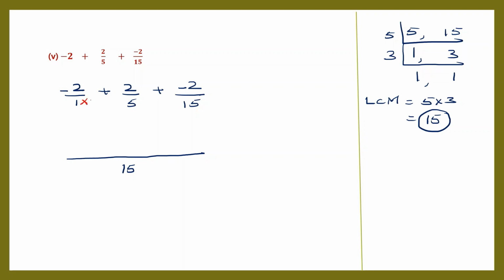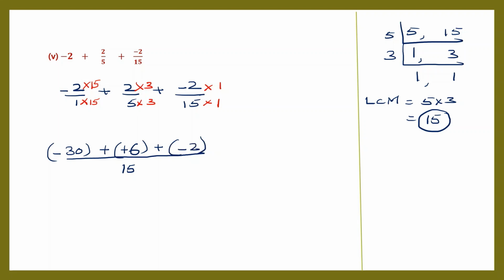So 1 into 15 is 15. So minus 2 into 15. So that will be minus 30 because 2 15s are 30. Plus, we'll go to the next one. 5 into 3 is 15. So multiply 2 into 3. 2 3s are 6. So that is a plus sign. So let's write plus 6 plus the last one, 15 into 1 is 15. So minus 2 into 1. So that will give us minus 2.